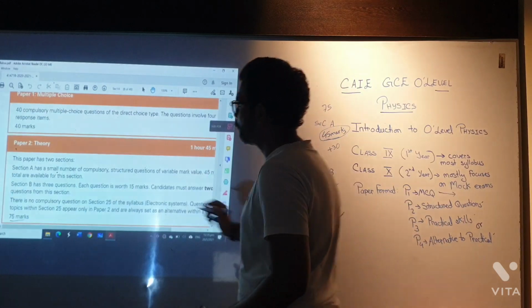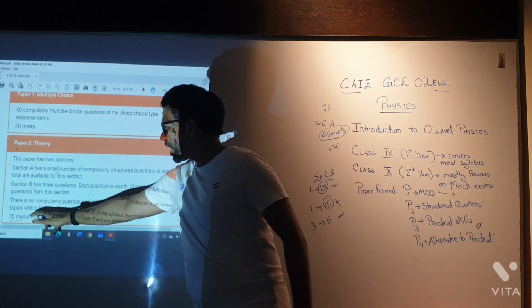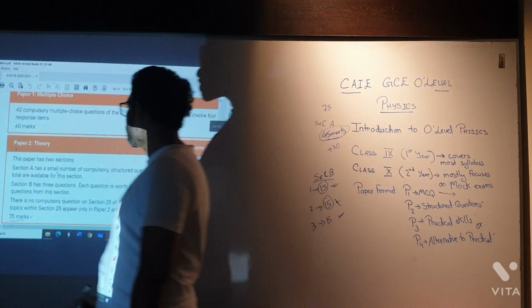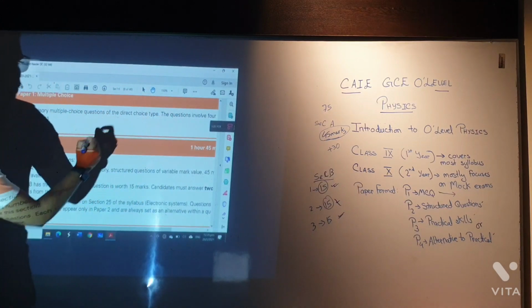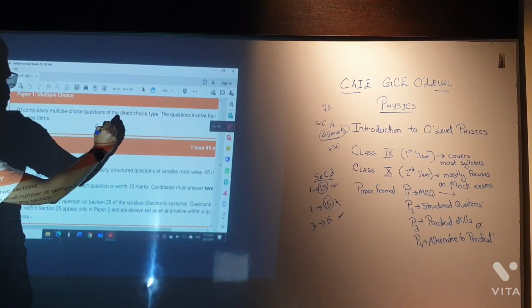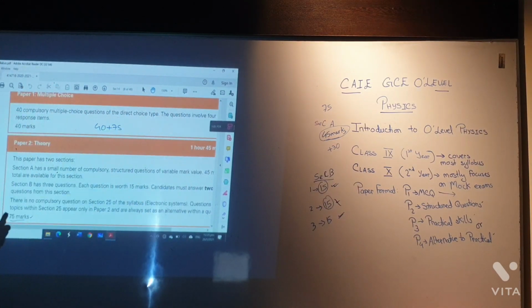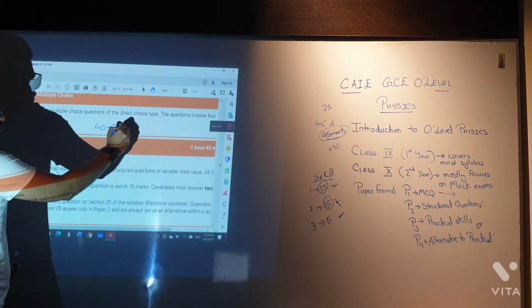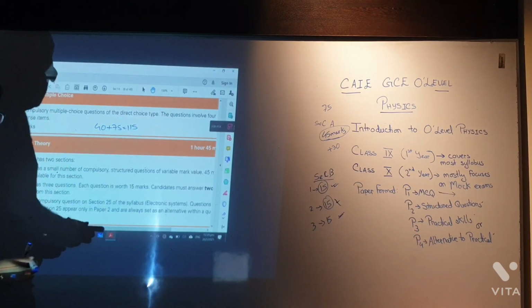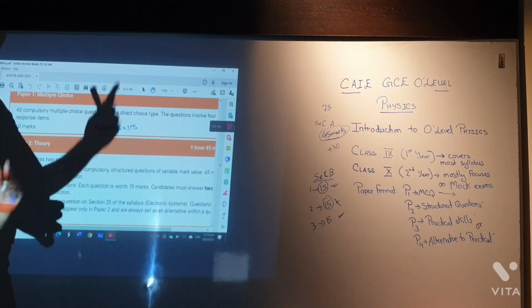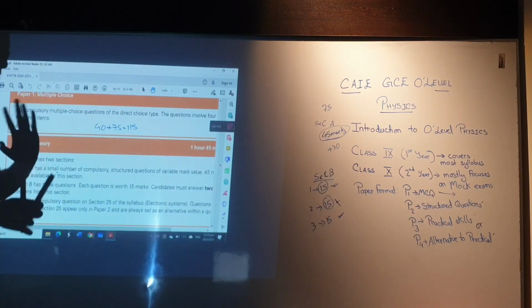So we have 40 marks here and we have 75 marks here. So how much do we get in total here? So 40 from paper 1, 75 from paper 2. That gives us 115 marks in the first 2 papers, which are compulsory. There is no option that you can skip paper 1 and paper 2. You have to give the exam.